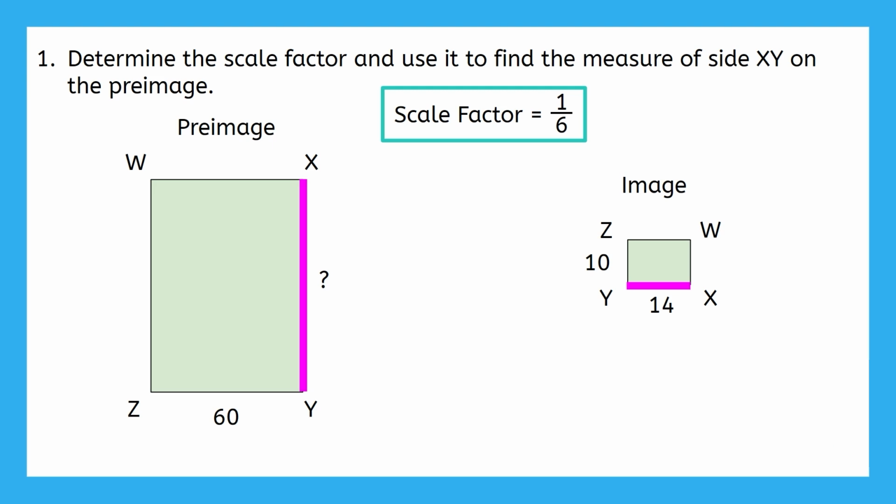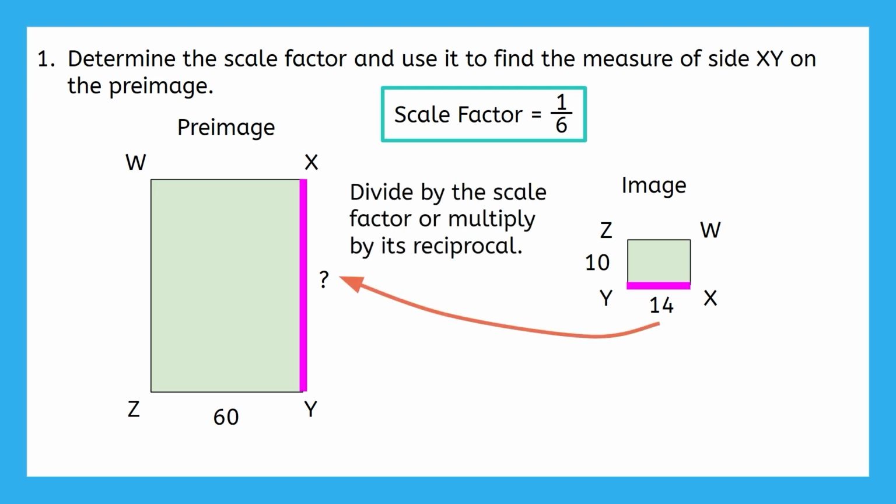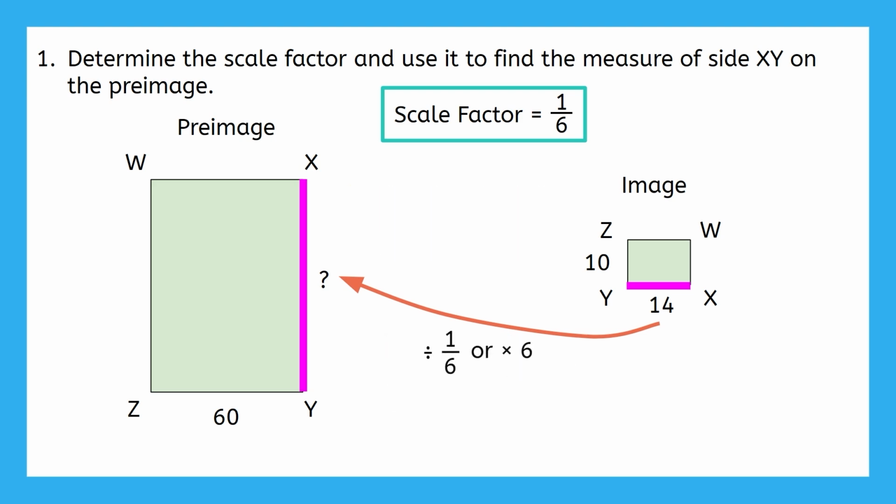Since we're going backward from the image to the pre-image, we can either divide by the scale factor or multiply by the reciprocal of the scale factor. That means we can divide 14 by 1/6 or multiply 14 by 6, and we get 84. No matter which approach you prefer for working backward to the pre-image, you will still get the same answer.